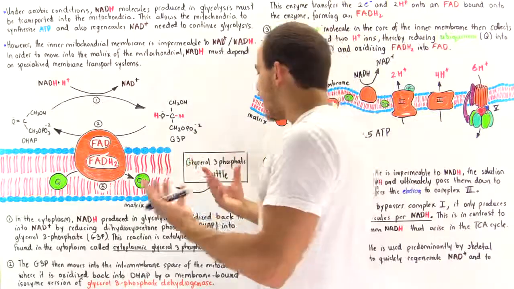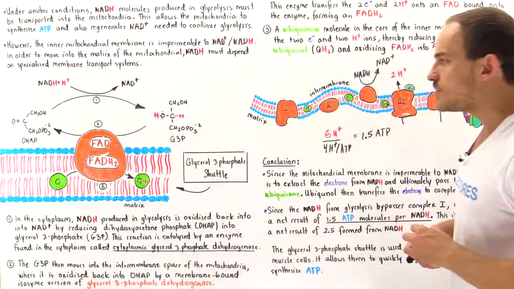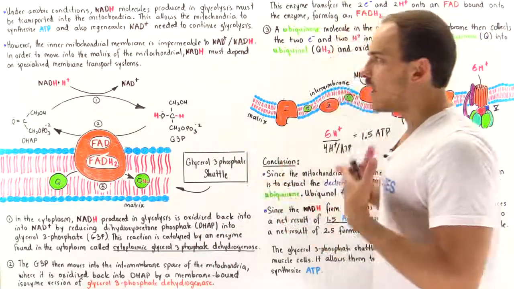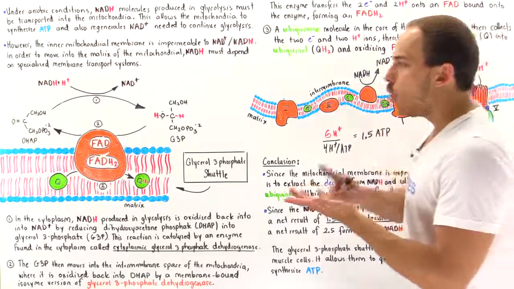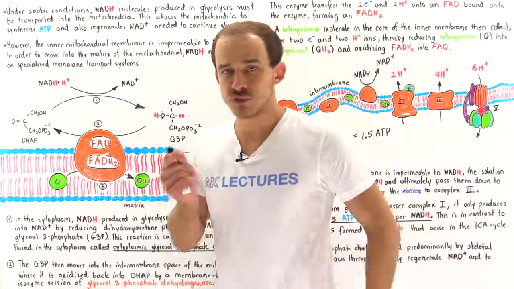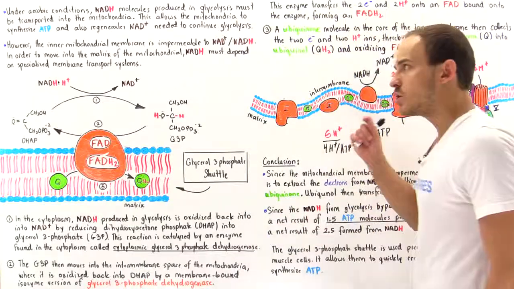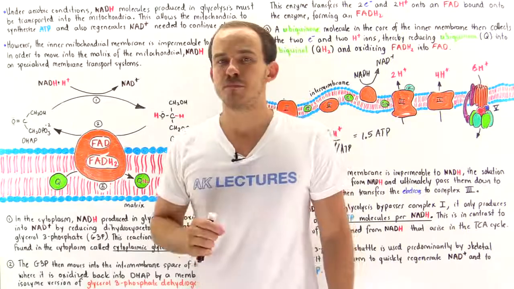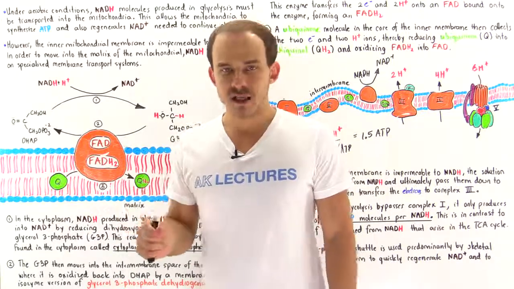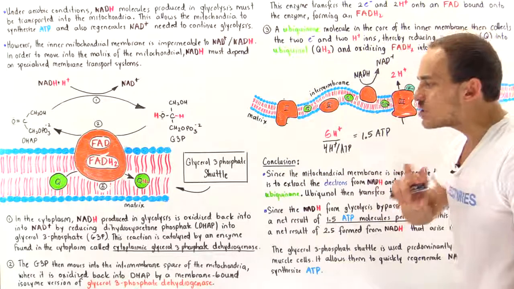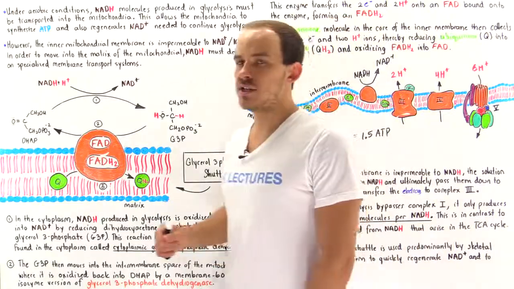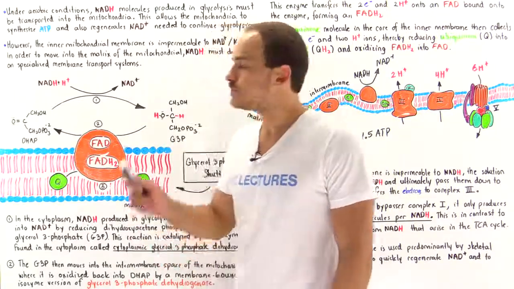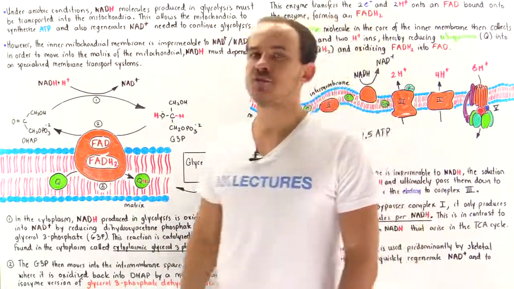Now, this process called the glycerol 3-phosphate shuttle is used predominantly by skeletal muscle cells. And this process allows the skeletal muscle cells not only to use the high energy electrons to generate the much needed ATP molecules, but it also allows these skeletal muscle cells to regenerate the NAD+ molecules needed to continue glycolysis. Now, this actually is not the only type of shuttle that our cells can use. And as we'll see in the next lecture, liver cells and cardiac muscle cells actually use a slightly different shuttle system.